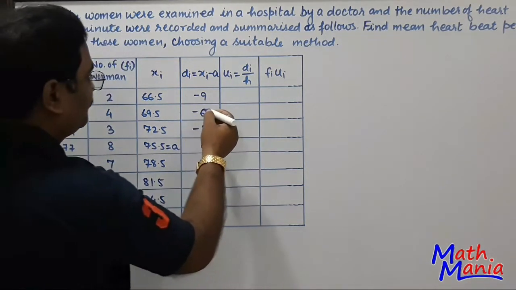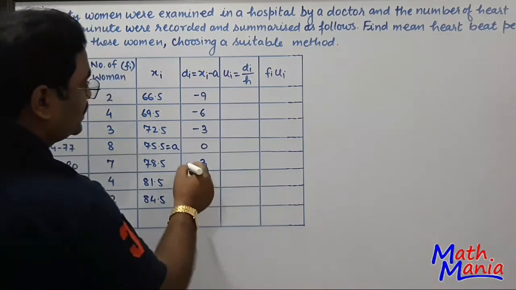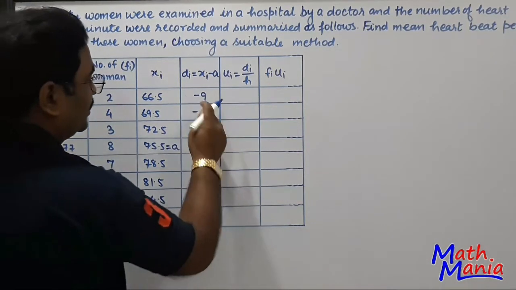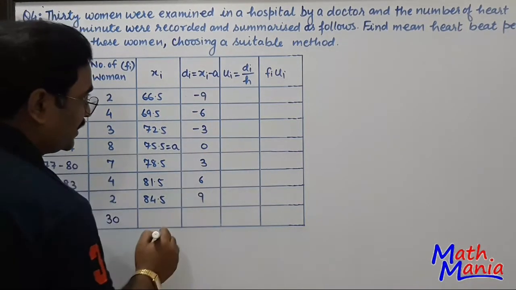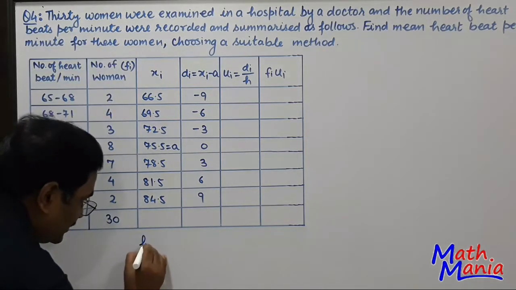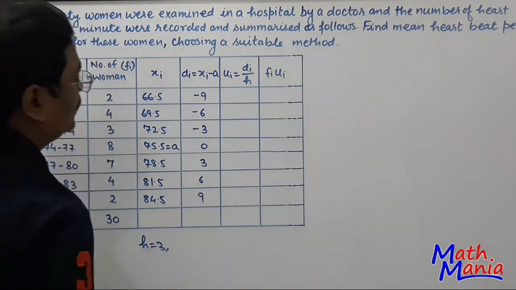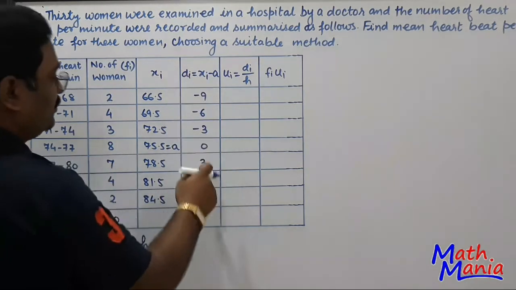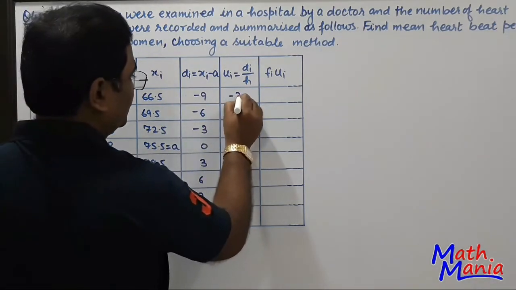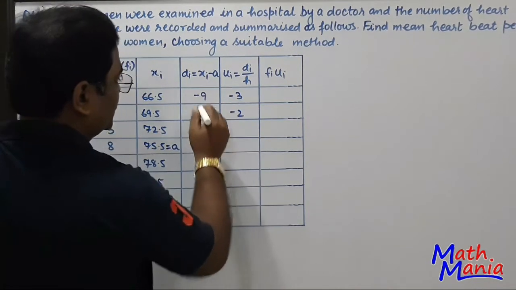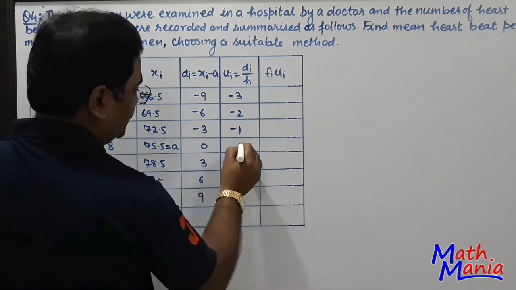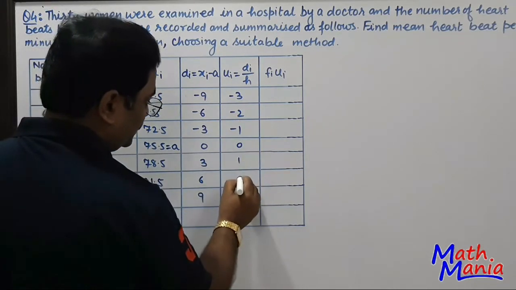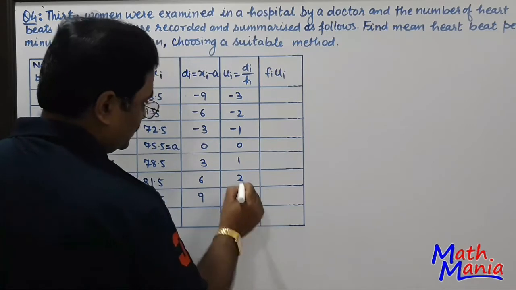Afterward, take the value of h. You have to take h as 3 because all these numbers are divisible by 3. So we have taken h is equal to 3. Divide these numbers of the di column by 3. So we get minus 3, minus 2, minus 1, 0, 1, 2 and 3.